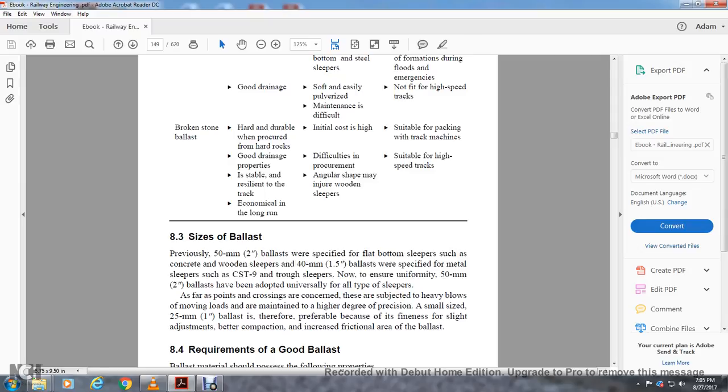As far as points and crossings are concerned, these are subject to heavy blows from the moving load and are maintained with a higher degree of precision, so a smaller size of 1-inch ballast is preferable, which gives a fine finish with slight adjustment before compaction and frictional resistance of the ballast.